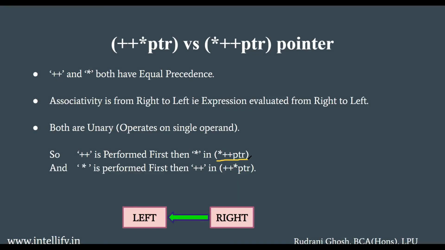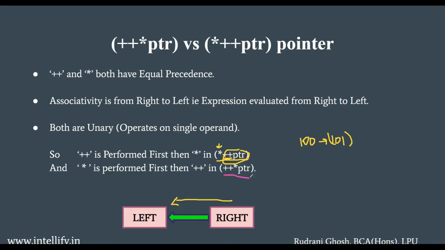As we know, associativity is from right to left. That is, we go from right to left in this following example. First, this is evaluated and then this is evaluated. That means first the PTR is incremented. That means if PTR is at 100, it will first increment to 101 and then we'll be assigning the dereferencing operator. So element at 101th position will be pointed through the pointer.